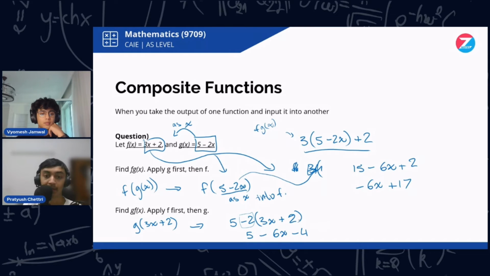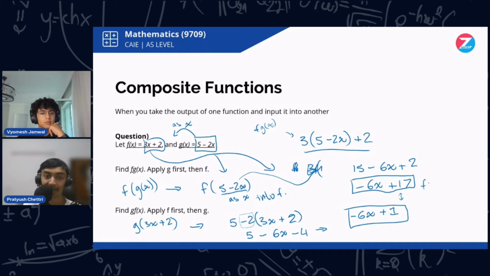I think that's right, yeah. And this becomes minus 6x plus 1. See, the two values we got are quite different.